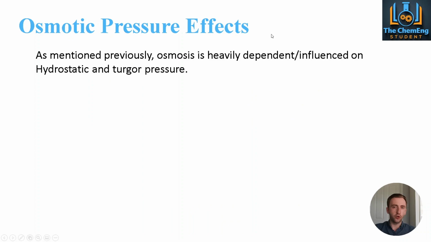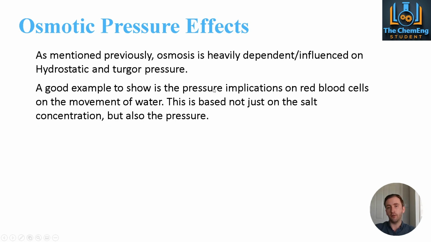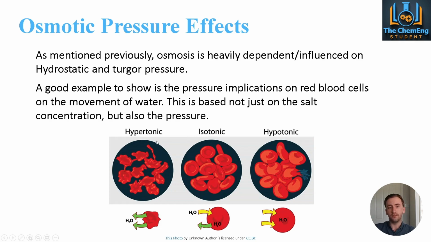Now, one thing to note when we talk about osmosis is the idea of osmotic pressure effects, and this tends to be associated more with blood. So the movement of water or salts into your bloodstream, because we know that it's heavily dependent on or influenced by the hydrostatic and turgor pressure. And what that means is we can have three potential options here for the osmotic pressure effects: we can have hypertonic, we can have isotonic, and we can have hypotonic.